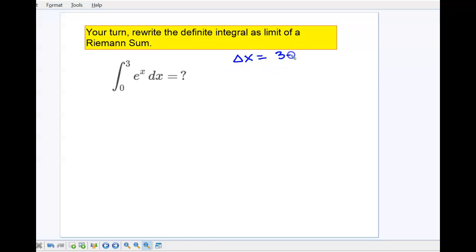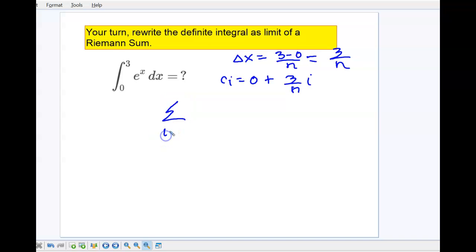b minus a over n is 3 minus 0 over n, which is 3n. c subscript i is a, which is 0, plus delta x i. Sorry, it's not 3n. It's a silly mistake on my part. This is 3 over n. So this part here is going to be 3 over n times i. And now I am going to substitute this in place of x in my function.